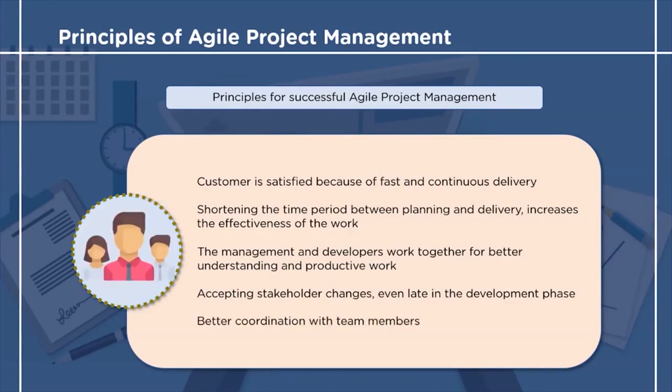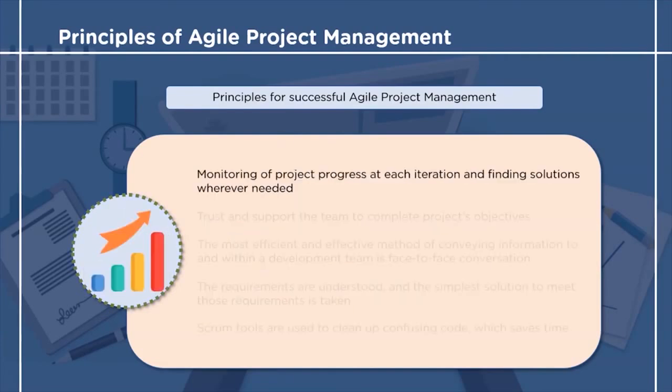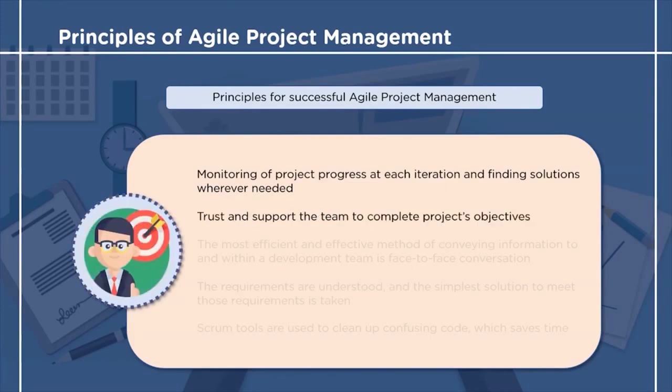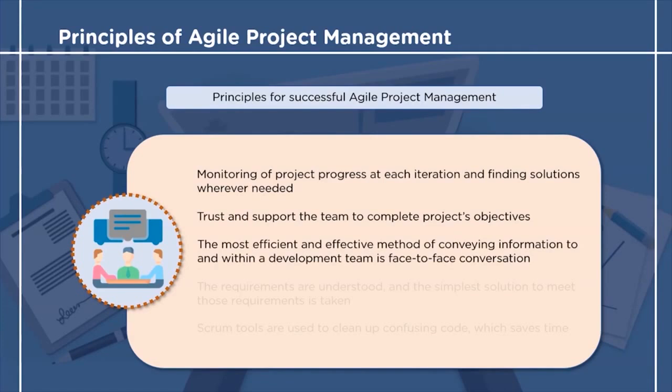The fifth principle pays attention to the factor of coordination among the team members. Then the sixth principle refers to the process of monitoring and tracking the progress of the project at the end of each sprint and making amendments wherever needed. Moving on, the next principle states that there must be a feeling of trust and support towards the team to complete the project's objectives. The next principle emphasizes on face-to-face conversations with the development team.